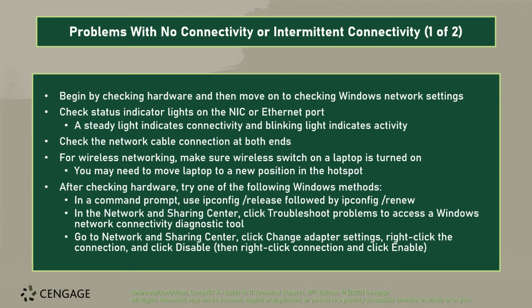Now, if we have issues with intermittent connectivity, that could be a damaged cable, it could be a NIC issue, it could be a problem with DHCP. We want to make sure basically that we just go through the list and make sure that we're writing stuff down as we're working. Check your hardware, move into network settings, check your indicator lights, make sure your cables are nice and snug.